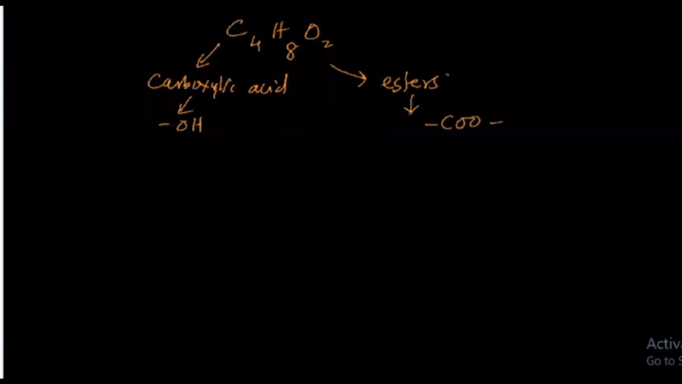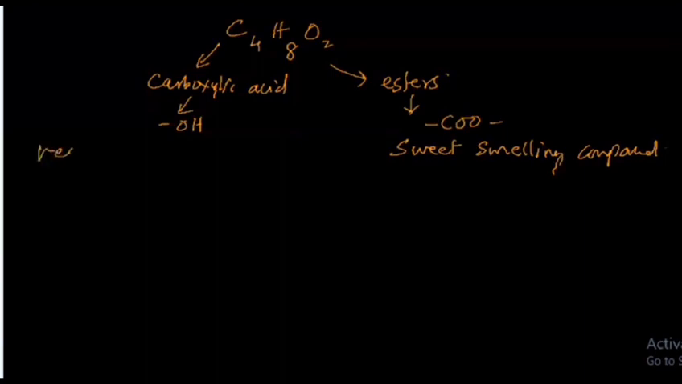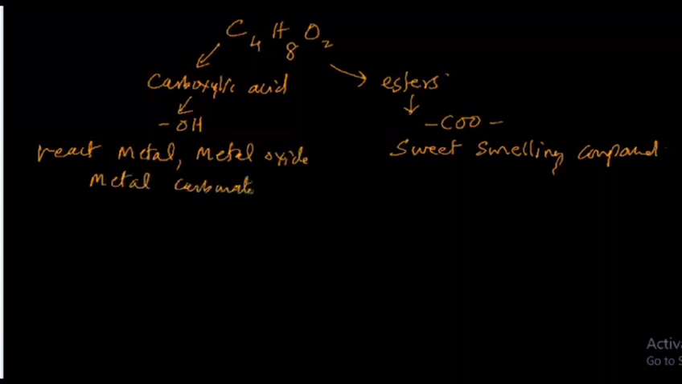The acids can react with the metal, with the metal oxide, with metal carbonate and metal hydroxide. Esters are the sweet smelling compound. So if your task is to draw the sweet smelling compound of C4H8O2, then you will have to draw the ester. But if you are going to draw the organic compound which can react with metal or with metal oxide or with metal carbonate, then try to draw the structure of carboxylic acid.